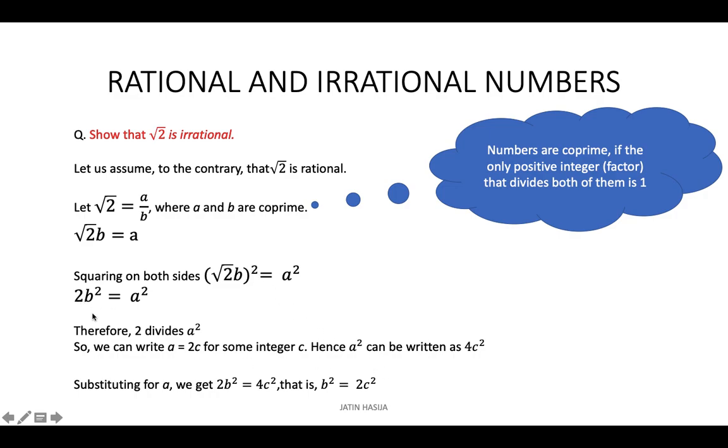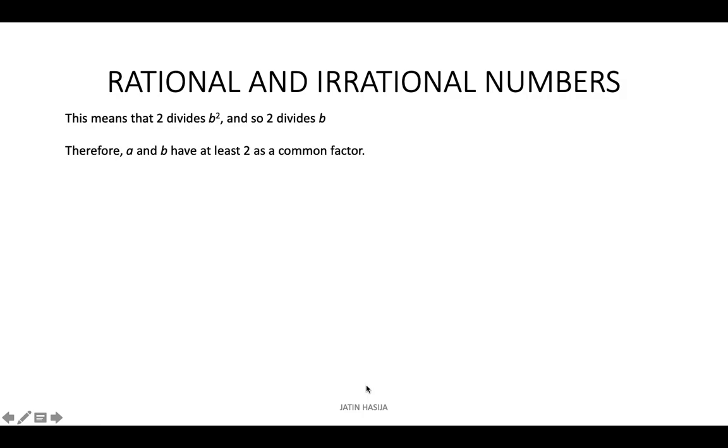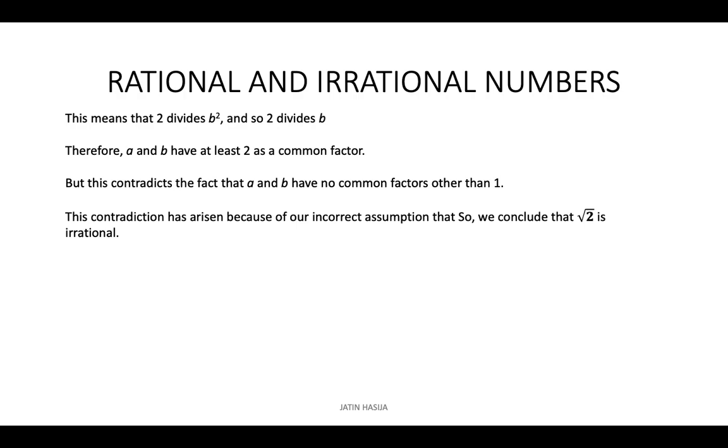It means 1 is there as well as 2 is also there. But this contradicts the fact that a and b have no common factors other than 1. This contradiction has risen because of our incorrect assumption. What was the incorrect assumption? The incorrect assumption was that we have assumed that root 2 was rational. And because of this contradiction, we will say that root 2 is irrational.